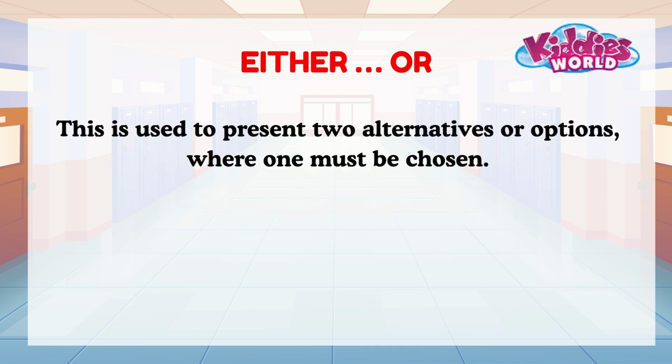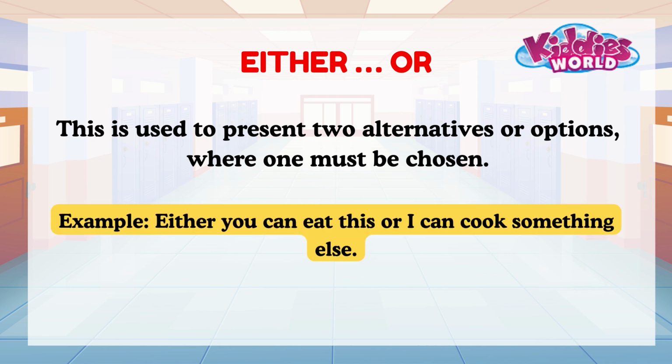Correlative conjunctions of choice. Either or. This is used to present two alternatives or options where one must be chosen. See the example.